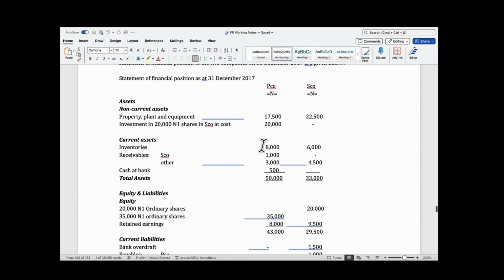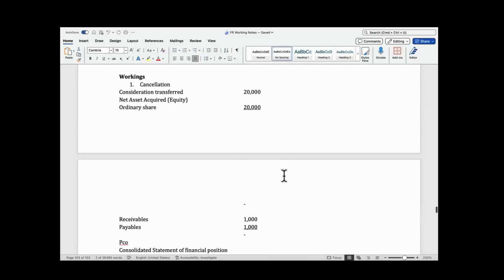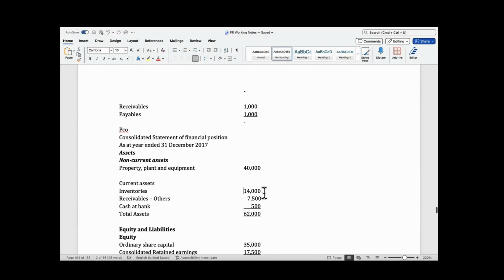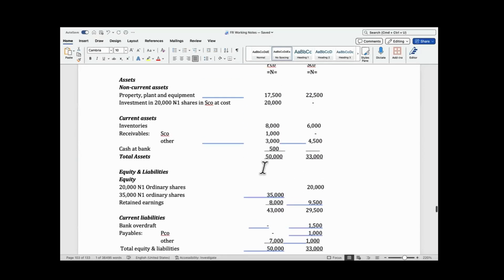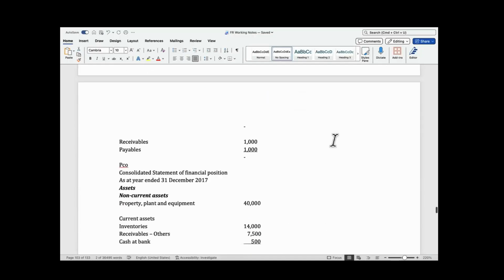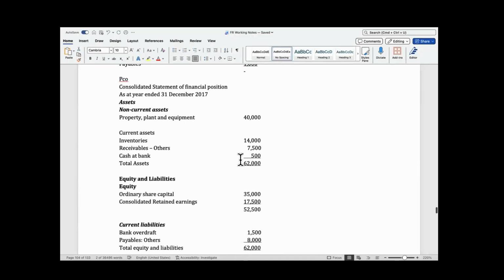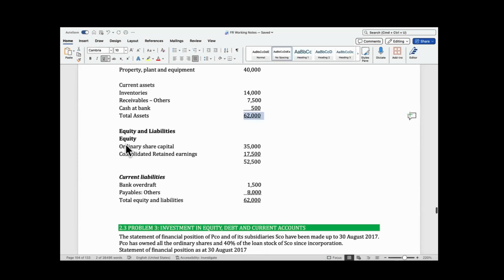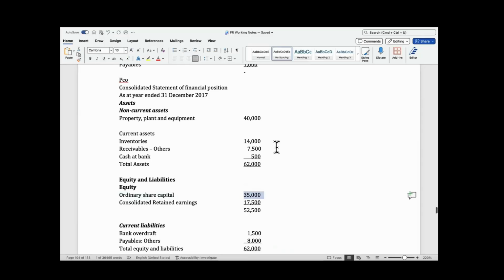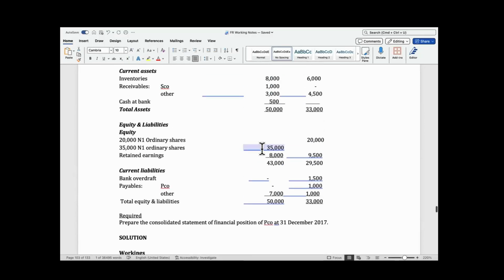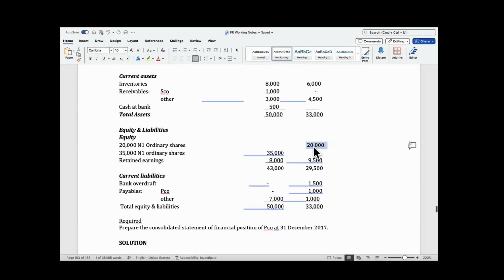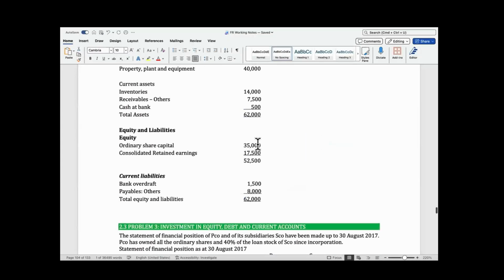Inventories, adding these two together, which is 14,000. Receivables, we only consolidate the other one because we have cancelled out ESCO's. So we are consolidating only this, 7,500. Then cash at bank, we add it together. The ordinary shares, which is equity, is 35,000. So we are only consolidating this 35. We have cancelled out this 20. So we are consolidating this 35.